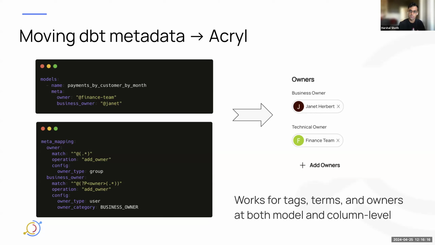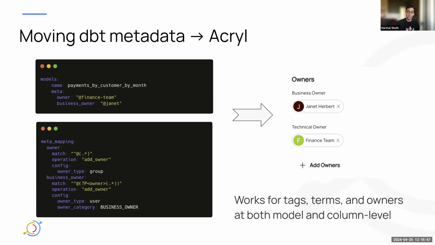If you need to do minor transformations on them, we have a configuration section, which is the bottom screenshot that shows you exactly how to do those transformations. And then it shows up in the interface as ownership or as tags or terms. And this works both at the model level or the snapshot source, whatever you're using, as well as at the column level for all of those things.